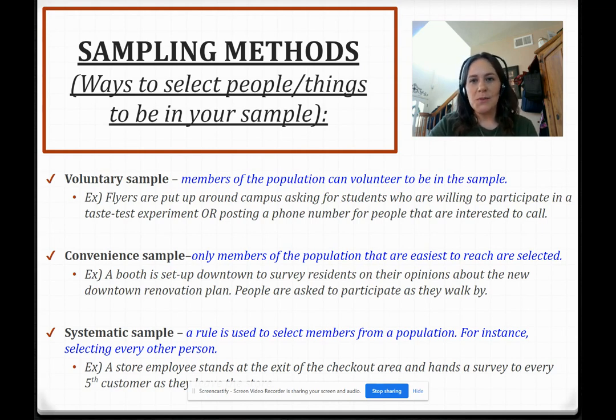We could do this at Granada High School if we were all back on campus, and if we were trying to learn about seniors, potentially standing by the student parking lot and handing out a survey to every 10th person would be a good way to do systematic sampling.